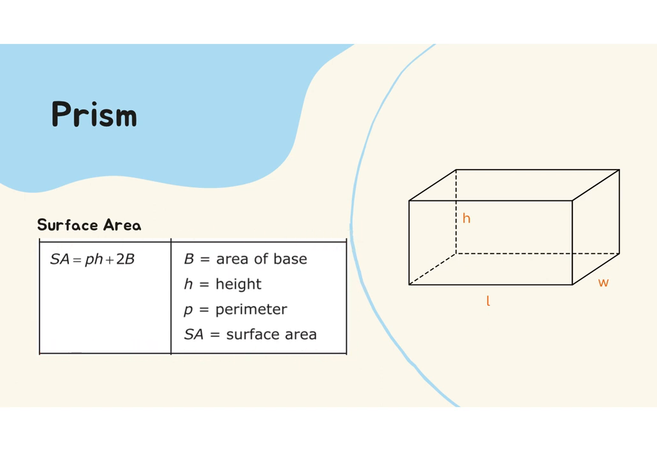Now, from the MCA formula sheet, you will be given this formula right here. It says surface area equals P times H plus 2 times capital B. And then it tells you that the capital B is the area of the base, H, of course, is height, and P is the perimeter.